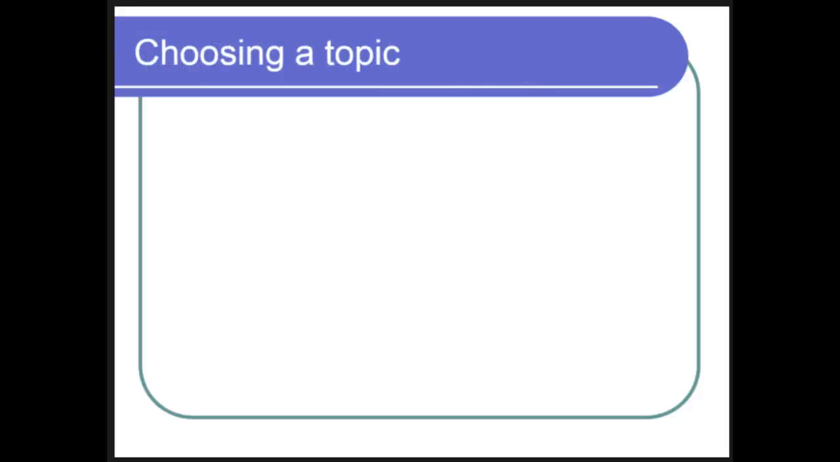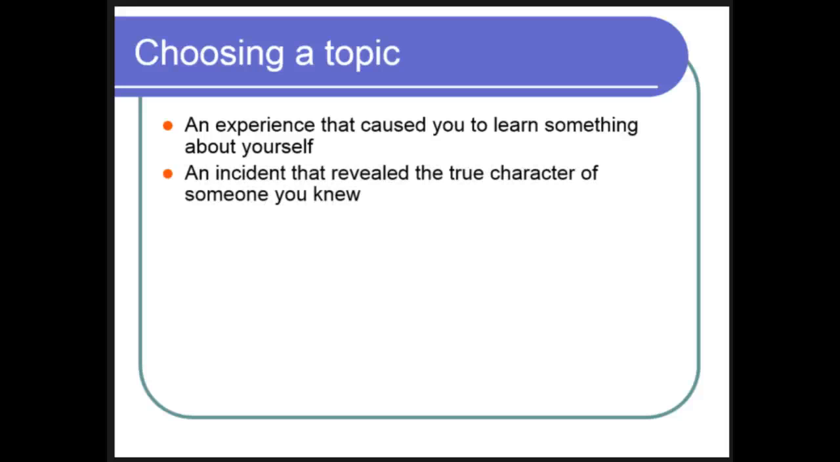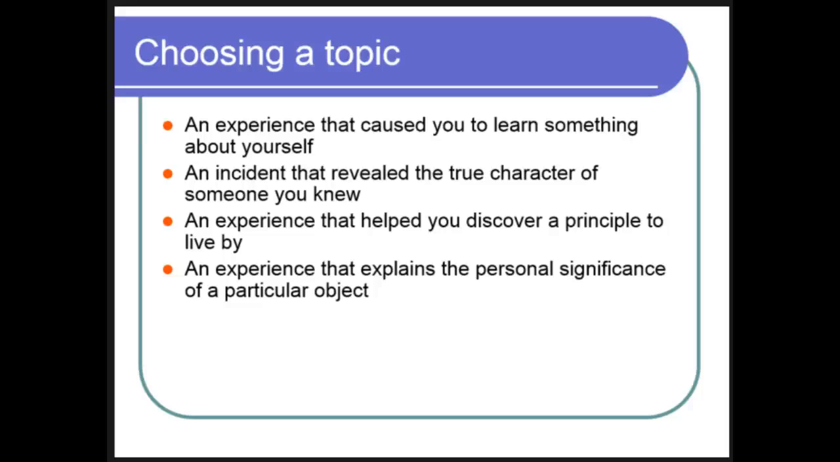Now, when you're choosing a topic, you want to think of something, of course, that's true, and something that has all the characteristics just described, a point, some tension, etc. So perhaps you might describe the events around an experience that caused you to learn something about yourself, or an incident that revealed the true character of someone you knew. Maybe you might even want to write about an experience that helped you discover a principle to live by. Another good one is an experience that explains the personal significance of a particular object.